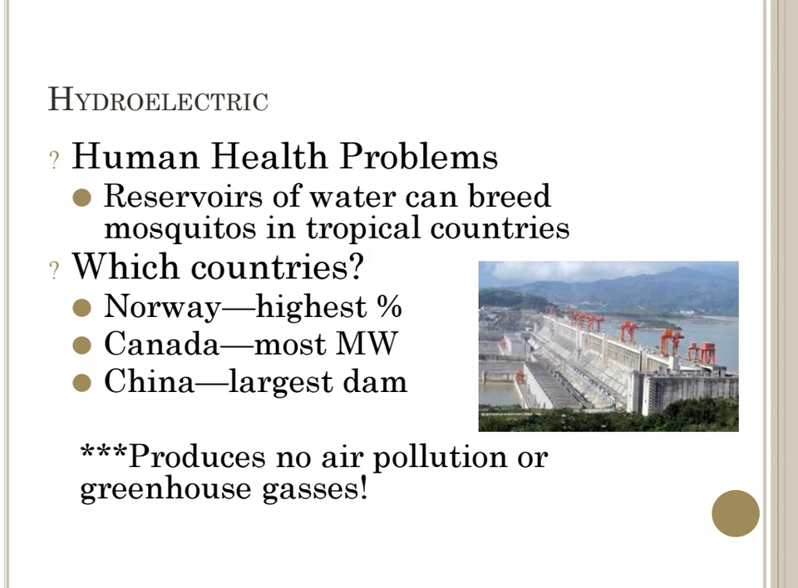That's about it, though. So, what countries? The highest percentage of their own electricity is in Norway. Canada produces the most megawatts of power. They're a bigger country than Norway. So the megawatts that they produce make up a smaller percentage of their own electricity than Norway. And then you need to know that China right here has the largest dam. You need to know that the Three Gorges Dam in China is the largest dam in the world.